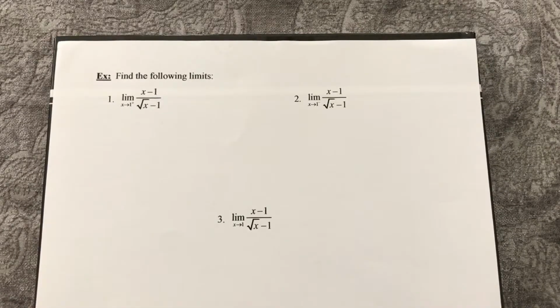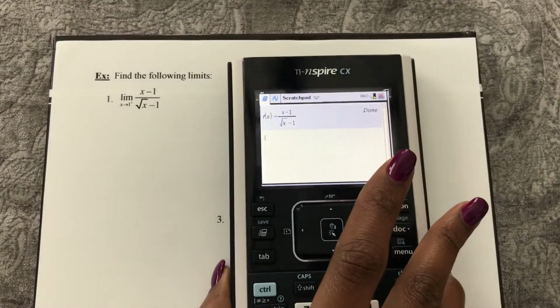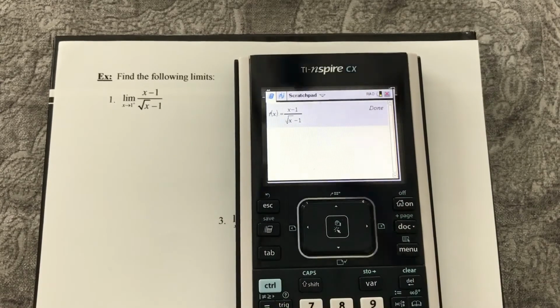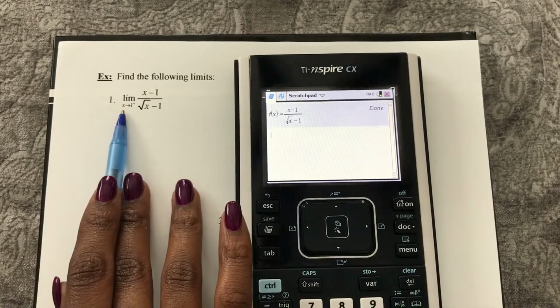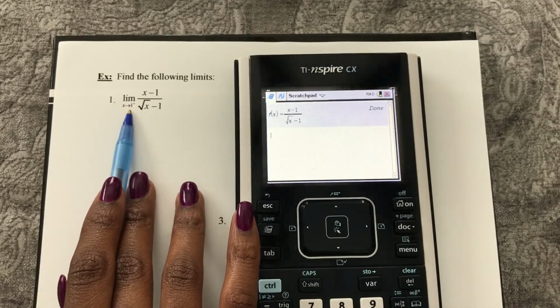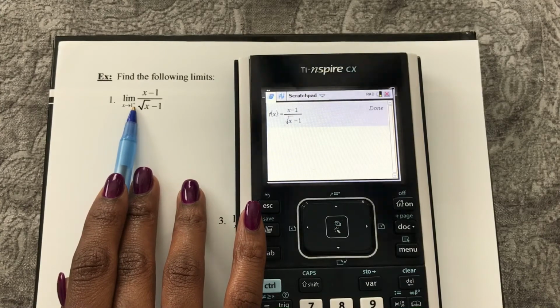So in our next examples, we have some limits that we want to investigate. Remember that we have to look at limits from both the left side and from the right side in order to determine if the overall limit is defined. So we have this rational function, and I have already stored it in my calculator just to save a little time here. So first, in number one, we are trying to approach 1 from the right side.